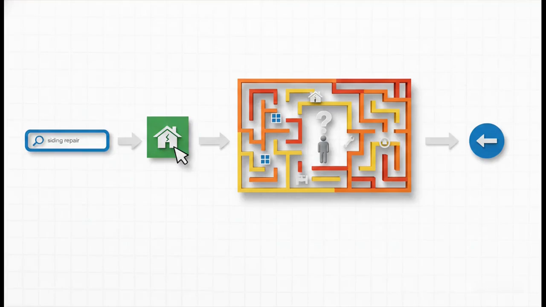Just imagine this for a second. Someone searches for emergency siding repair. They see your ad, it's perfect. It promises exactly that. So they click it. But instead of landing on a page all about siding repair, they get dropped onto your generic homepage with info about roofing and windows and everything else you do. They're confused, they can't find what they need right away, so what do they do? They hit the back button, and you just paid for a click that went absolutely nowhere.